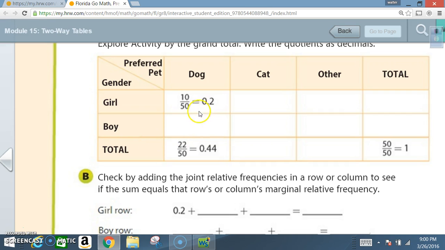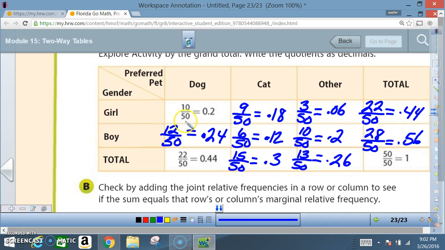All right, so let's go ahead and fill that out based on what they've given us to start with and also based on the information in your previous table. Now after setting up all your fractions, just like you did in the previous relative frequency table, here you're doing it for a two-way frequency table. You should end up with 12 divided by 50, which is 0.24. 9 divided by 50, 0.18. 6 divided by 50, 0.12. 15 divided by 50, 0.3. 3 divided by 50, 0.06. 10 divided by 50, 0.2. 13 divided by 50, 0.26. 22 divided by 50, 0.44. And 28 divided by 50, 0.56.